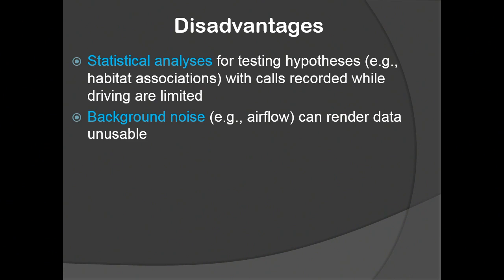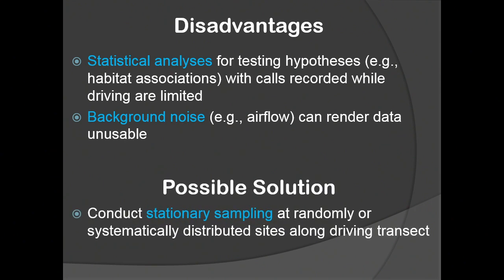There are many disadvantages as well. For example, the array of statistical analyses available for testing hypotheses about bat ecology from this type of data is limited. Perhaps more importantly, airflow and driving noise can render recordings useless, particularly with higher sensitivity microphones. One possible solution is to continue using a transect, but only record at stationary sampling points along the route.